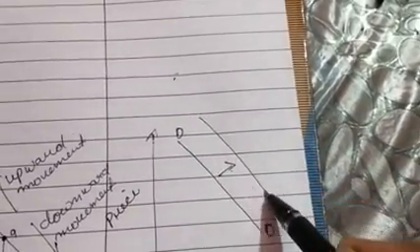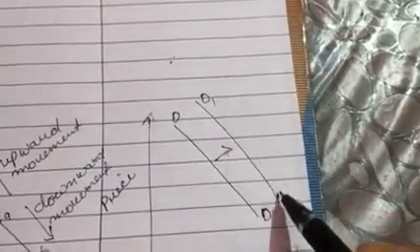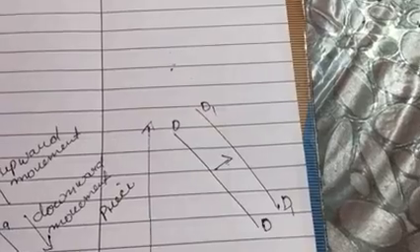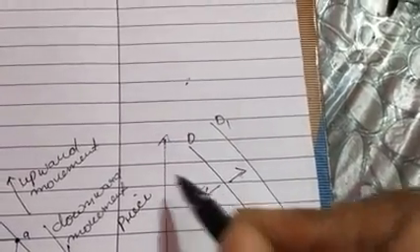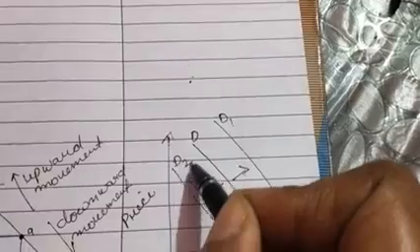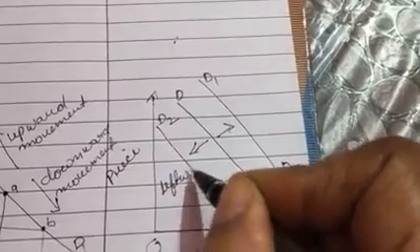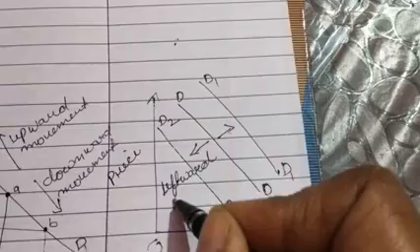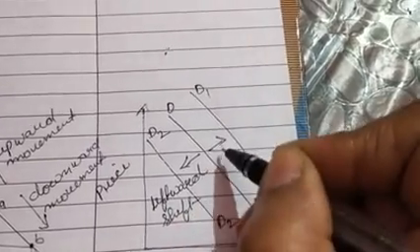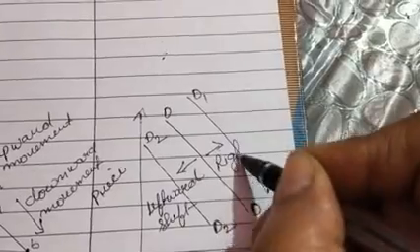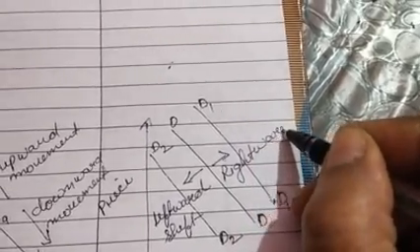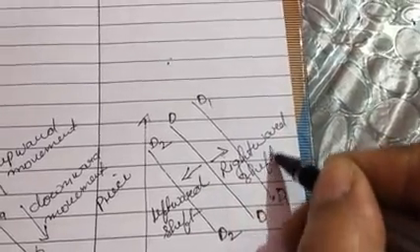Now see, first we will take original demand DD, and you know that rightward shift from DD to D1 shows increase in demand, and leftward shift from DD to D2 shows decrease in demand. This is which shift? Leftward shift. And this is which shift? Rightward shift. This is your diagram of shift in demand and movement along the same demand curve.